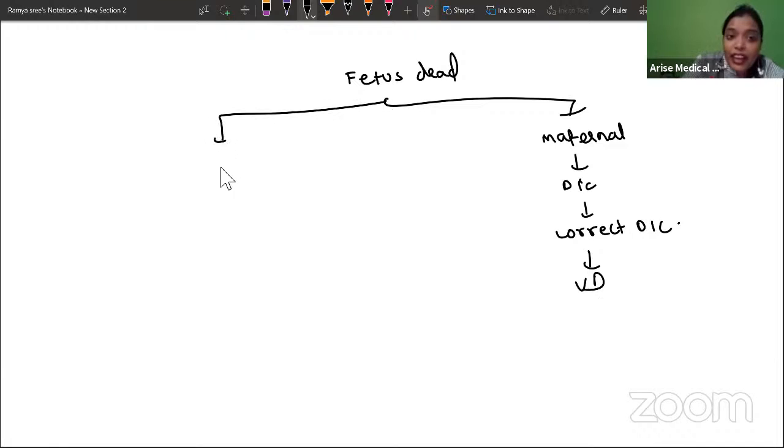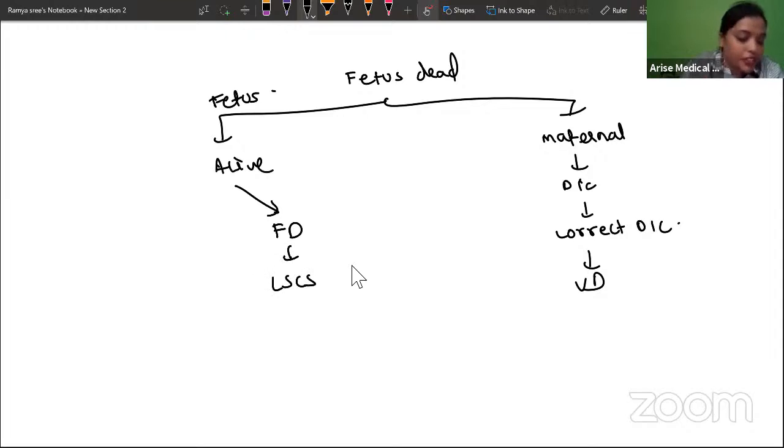If fetus is alive, and there is fetal distress, please go directly to cesarean section. So in abruption, only when there is fetal distress, you'll go for cesarean section. Otherwise, you'll not go for cesarean section. If fetus is alive and there is no fetal distress, try for vaginal delivery. Okay. This is in short about abruption.